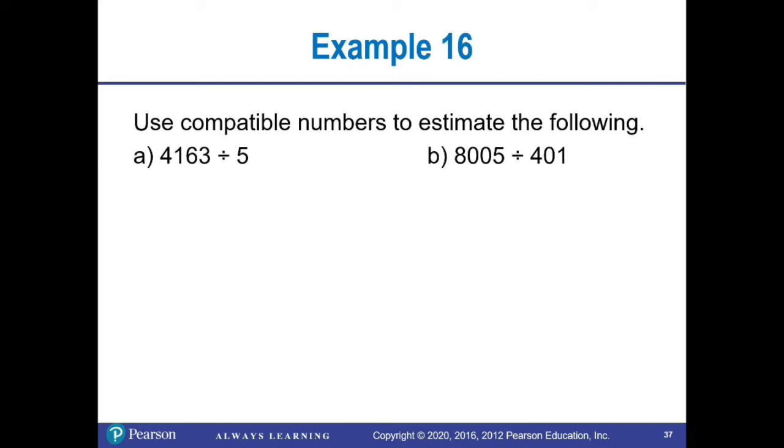I'm going to round 4,163 to 4,000. So I'm going to divide 5 into 4,000. 5 goes into 4,000 800 times. And again, this is an estimate. In part B, let's round 401 to 400. And we're going to round 8,005 to 8,000. 400 goes into 8,000 20 times. And again, this is an estimate.